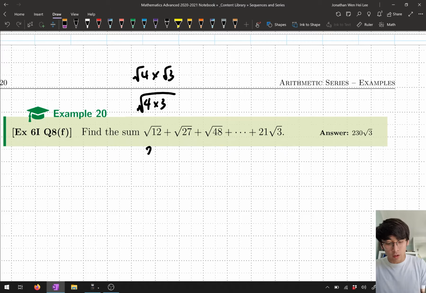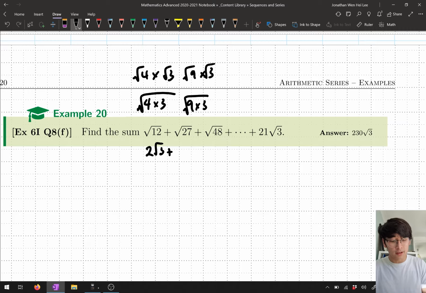Okay, let's have a look at the next term, 27. Now 27 is just 9 times 3, and 9 is a square number, so I can write this as square root 9 times square root 3, and so this becomes 3 root 3. Hopefully we're starting to see a pattern now. We can actually divide all of these numbers by 3. So here, 48 is just going to be 16 times 3, and 16 is a perfect square, so that just becomes 4 root 3.